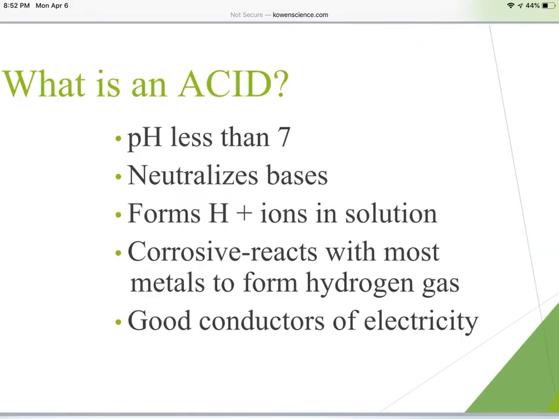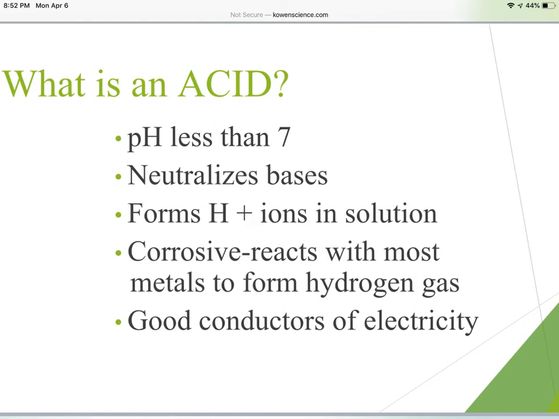So just going over exactly what an acid is, on the pH scale going from 0 to 14, everything with a pH less than 7 is an acid. It has hydrogen in it. It is corrosive with metals. It's a good conductor of electricity. An acid mixed with a base makes salt and water.